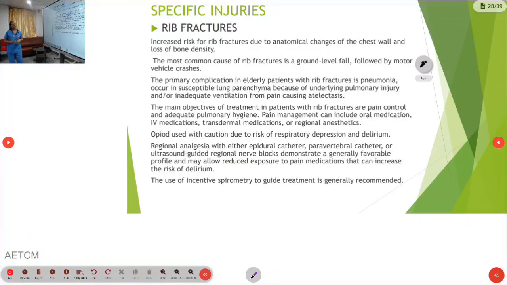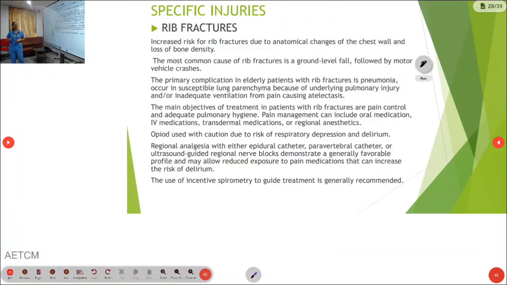The primary complication with a rib fracture is pneumonia, occurring in susceptible lung parenchyma because of underlying pulmonary injury or inadequate ventilation from pain causing atelectasis. The primary objective of care of a patient with rib fracture is pain control and adequate pulmonary hygiene. Pain control can include oral medication, IV medication, intradermal medication or regional anesthesia. Opioids should be used with caution because older people are at increased risk of respiratory depression and delirium.